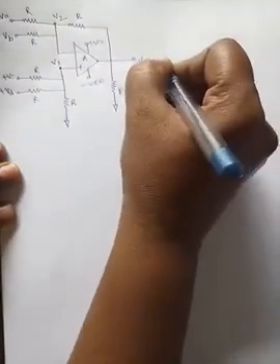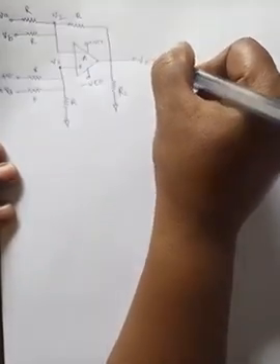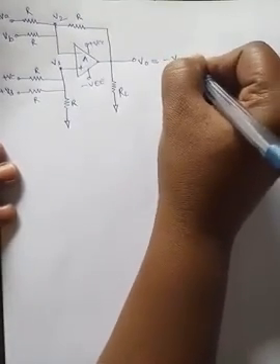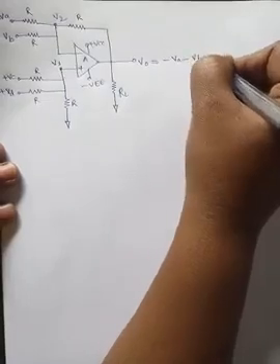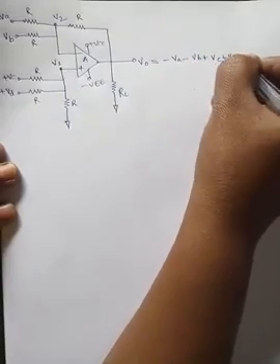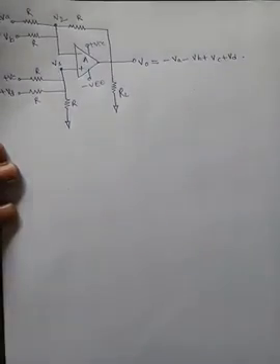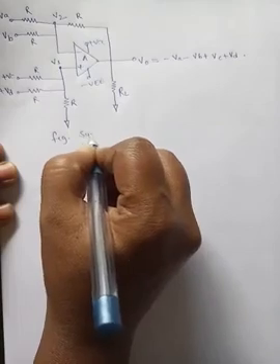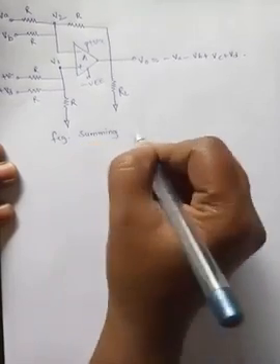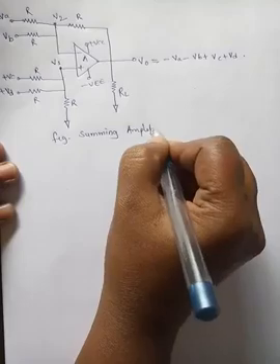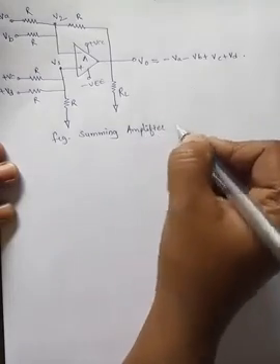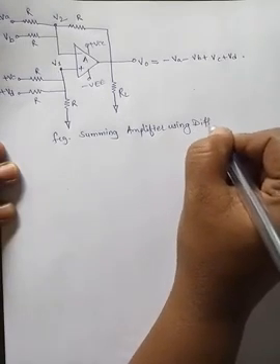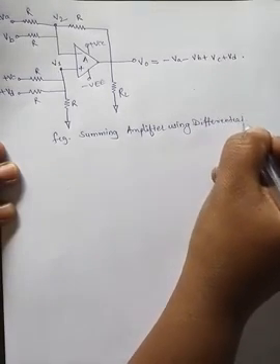We have to derive the output voltage equation as minus VA minus VB plus VC plus VD. So this is nothing but the summing amplifier using a differential amplifier.